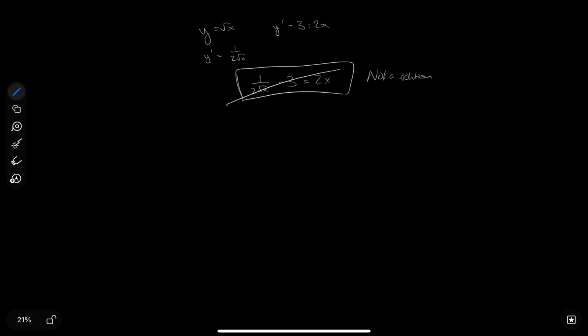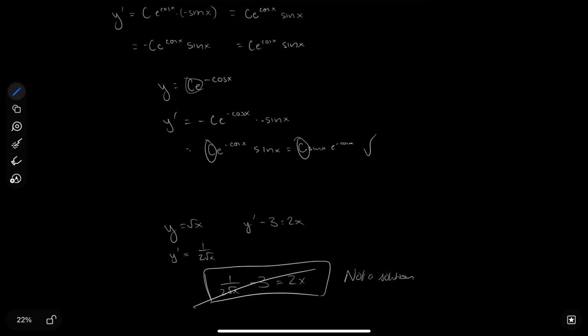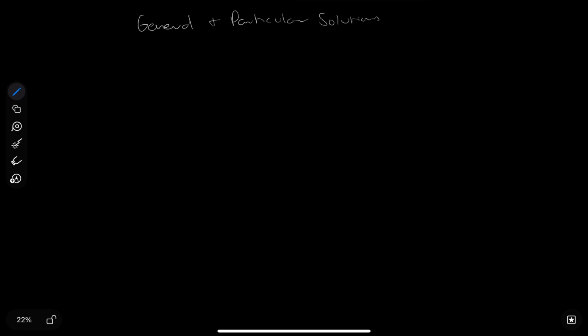Now, we are going to move into general and particular solutions. So, we saw in this example, we had the c. Now, we didn't specify what that c is, but we can, given certain conditions. So the general solution is always going to contain these arbitrary constants.